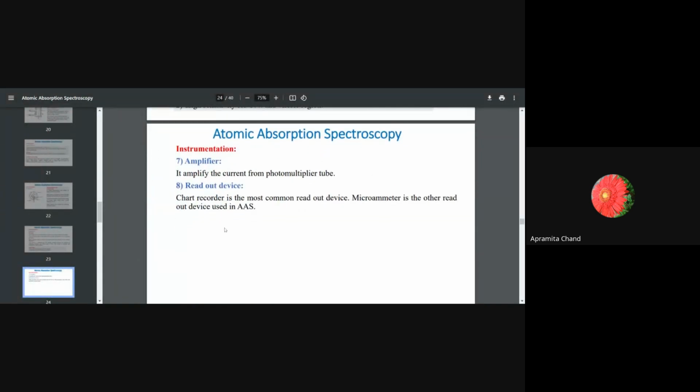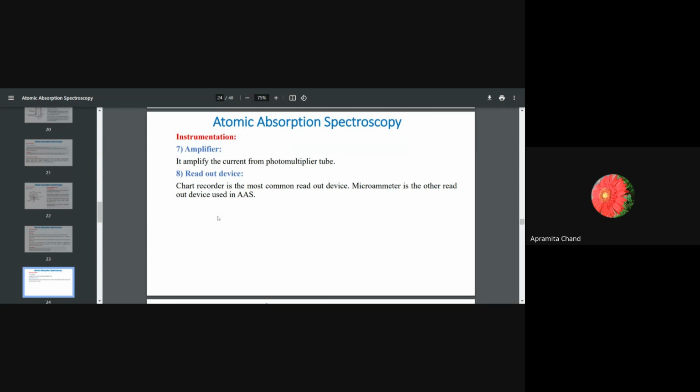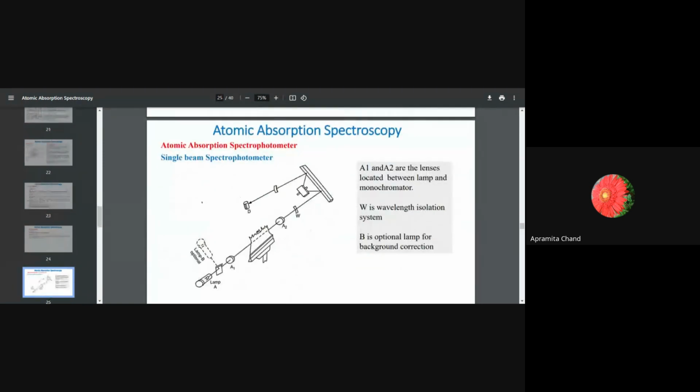And finally, the amplifier and readout devices have the same kind of functionality as in other spectroscopies as well, that is, to amplify the current that is coming from the photomultiplier tube. And finally, you have a chart recorder in the form of a micro ammeter.